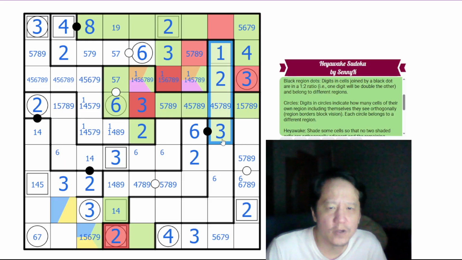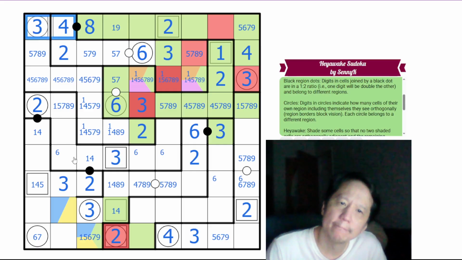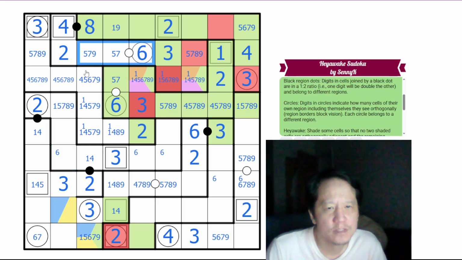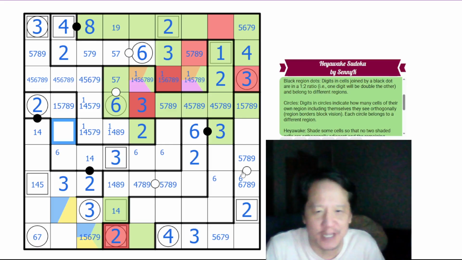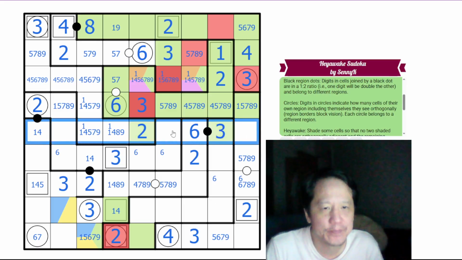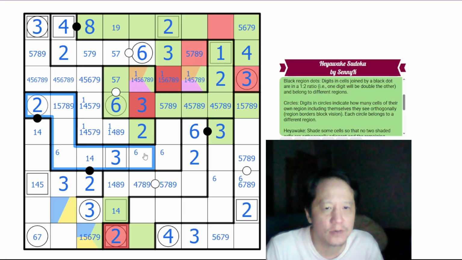This seems fine. One of these 2 is shaded. That seems fine. Yeah, I'm spending a lot of time on this Heyawake because I don't know what these are. 3 shaded here.